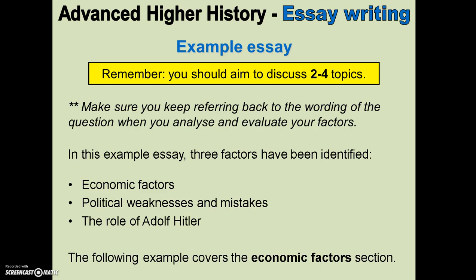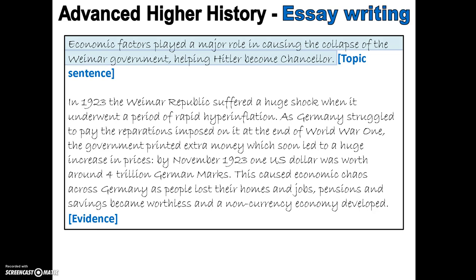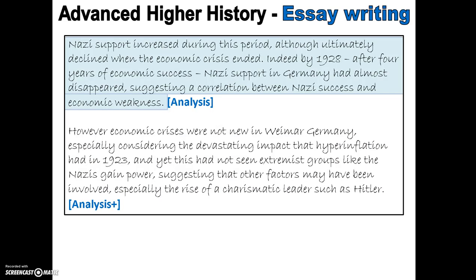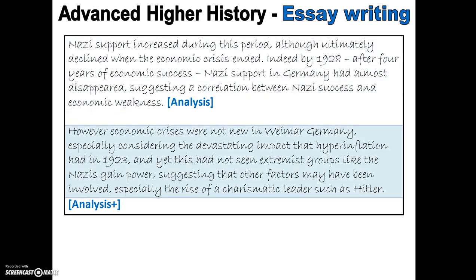The example you're about to look at covers economic factors. We can say economic factors played a key role in causing the collapse of the Weimar government. This is our topic sentence. We go on to give information about this, describing what happened at the time. We then debate the importance of these points, explaining in the first case why it was relevant to helping the Nazis, and then looking at why it wasn't.